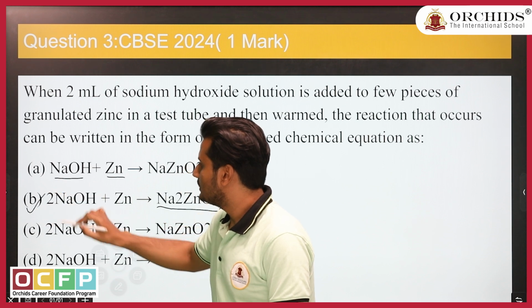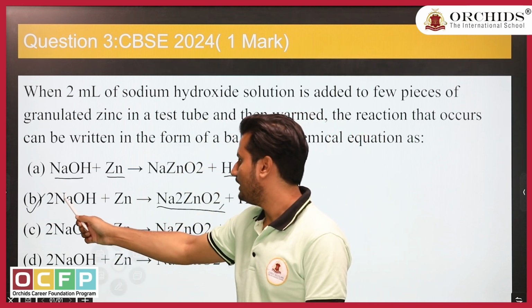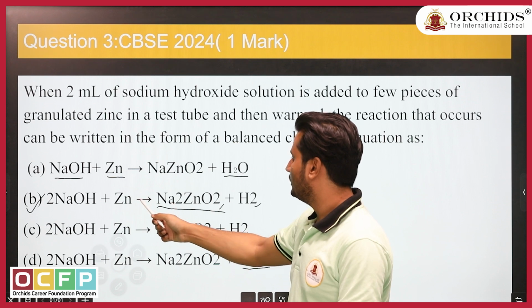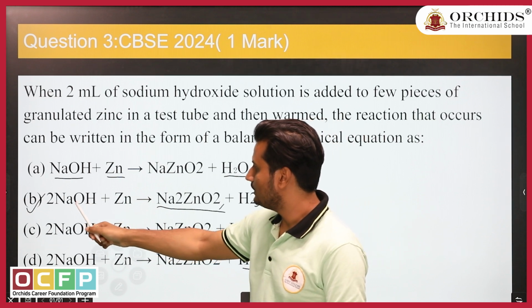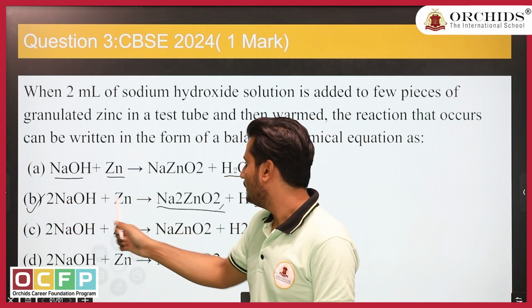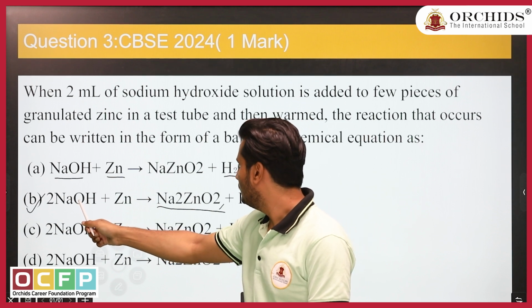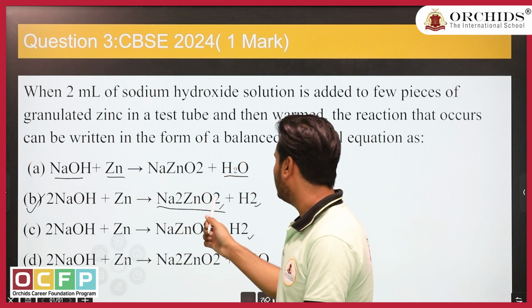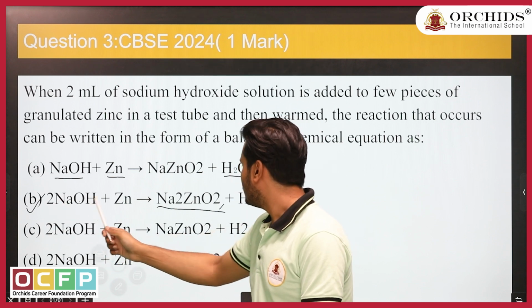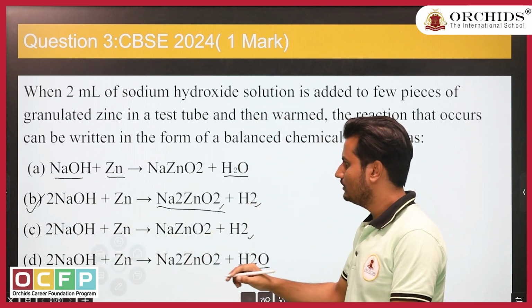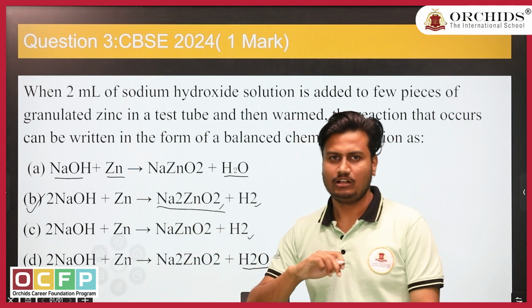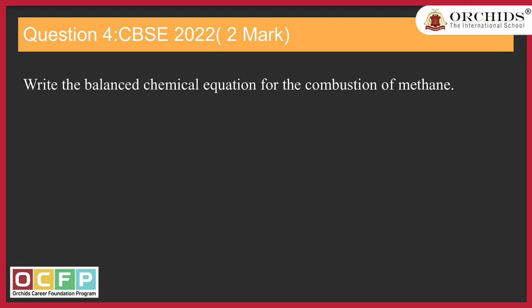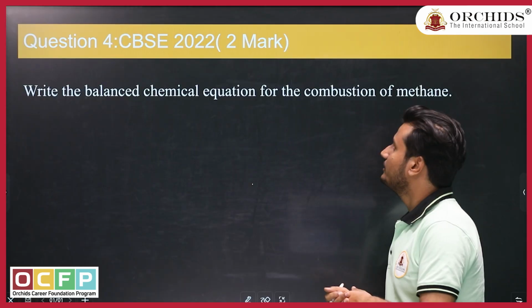So, which option is correct? Option number B, 2 NaOH plus Zn, that gives us sodium zincate plus hydrogen gas is released. Alright. You can see the equation is already balanced. 2 atoms of sodium, 2 atoms of oxygen, 2 atoms of hydrogen, and 1 atom of zinc on the reactant side, 1 atom of zinc on the product side.